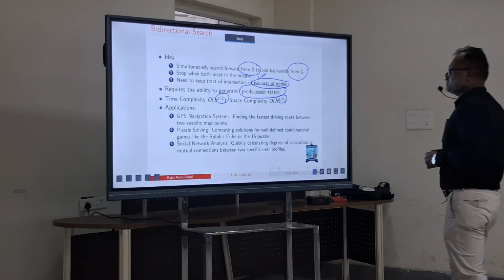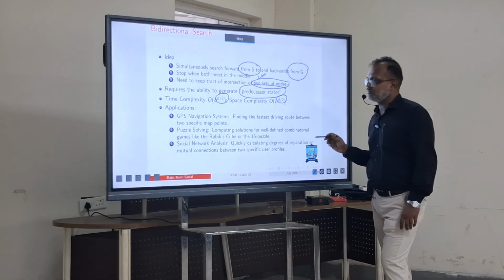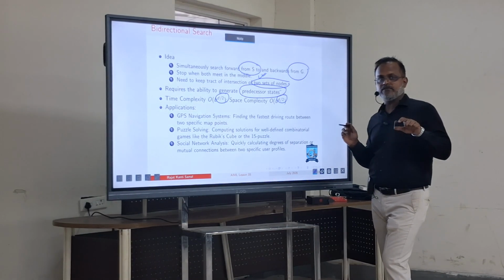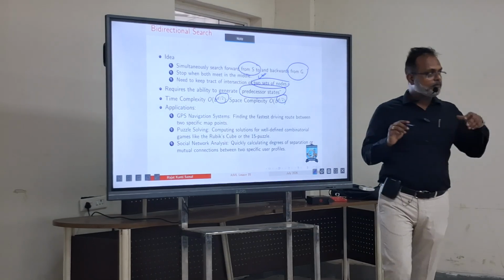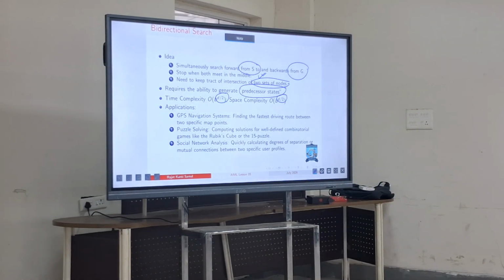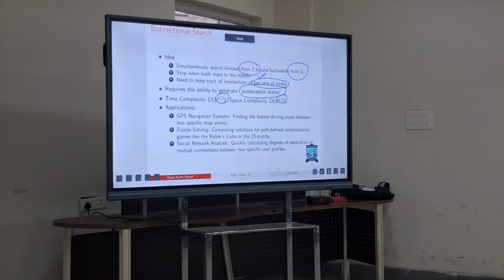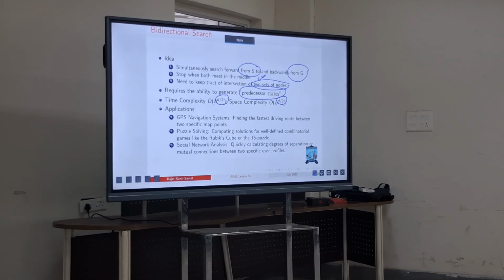Application: in this case, GPS navigation system, finding the fastest driving route between two specific points. From this direction, you know the path. From the other direction, where you want to reach, suppose you have some prior information, I said predecessor nodes must be known. So from the other side, someone must tell you.